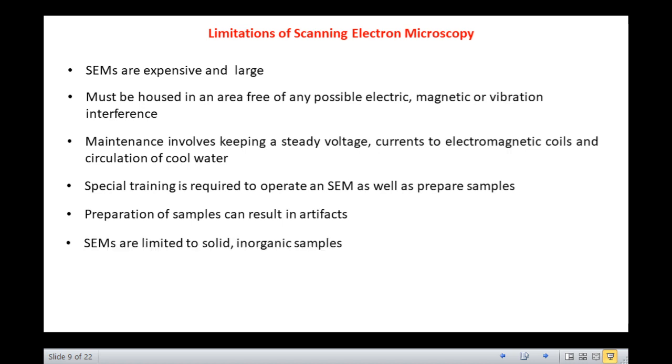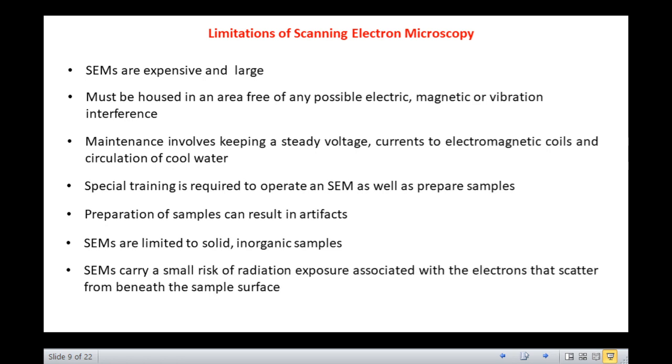In addition, SEMs are limited to solid, inorganic samples small enough to fit inside the vacuum chamber that can handle moderate vacuum pressure. Finally, SEMs carry a small risk of radiation exposure associated with the electrons that scatter from beneath the sample surface. The sample chamber is designed to prevent any electrical and magnetic interference, which should eliminate the chance of radiation escaping the chamber. Even though the risk is minimal, SEM operators and researchers are advised to observe safety precautions.